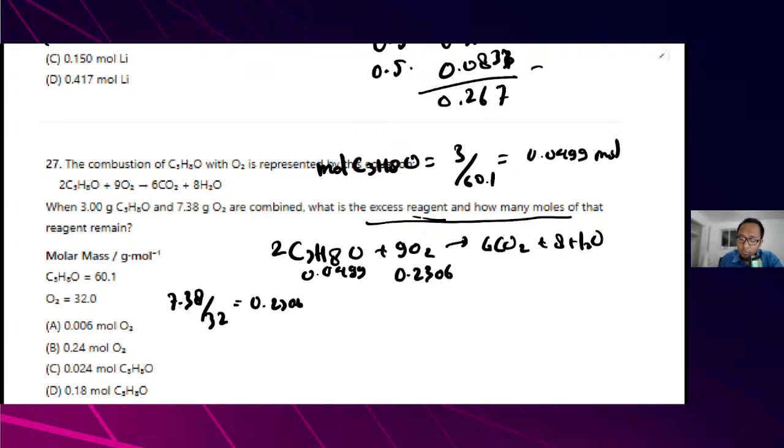0.2306. Okay, which one is the lowest one? So like the previous one, for 2C3H6O, okay, like this way. And then how to determine 0.05 over 2. Okay, and then how about the O2? O2 will be 0.23 over 9. Okay, so which one is the lowest one?